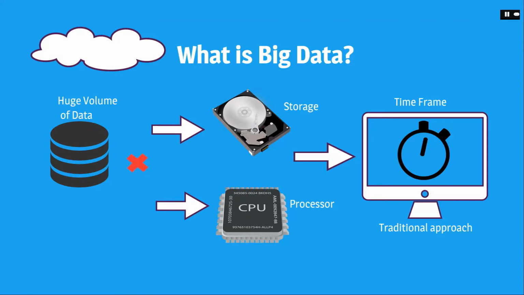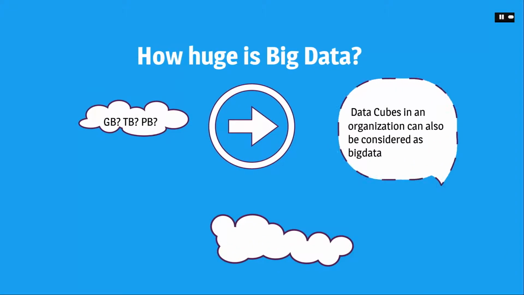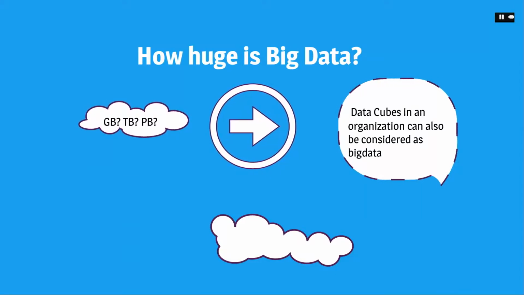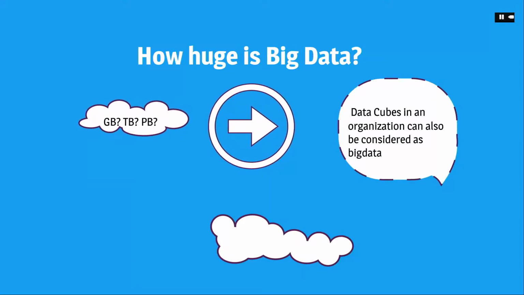Let us try to understand what is big data. Big data basically refers to a huge volume of data that cannot be stored and processed using a traditional approach within a given time frame. Next vital point here is how huge this data needs to be in order to be called big data. Does the size of data need to be greater than gigabytes, petabytes, and terabytes in order to be considered as big data? No, even a small amount of data can also be called big data.